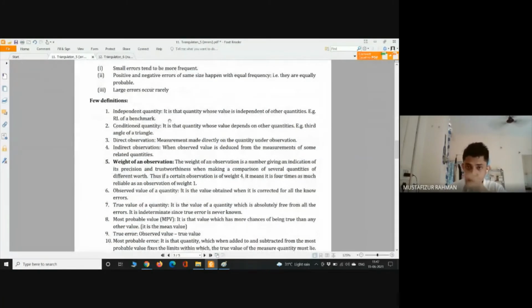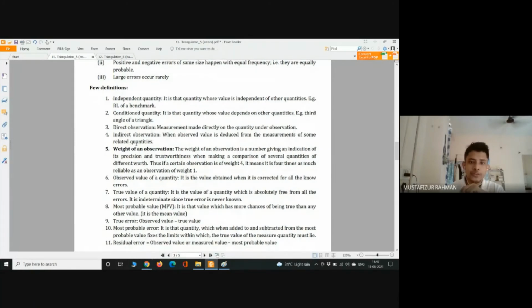Then we will do some numericals based on this. Then all the concepts will be clear. We will discuss some numericals, then the concepts will be clear. Now here we have a few definitions.